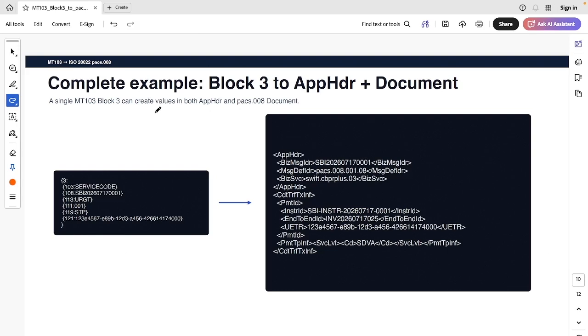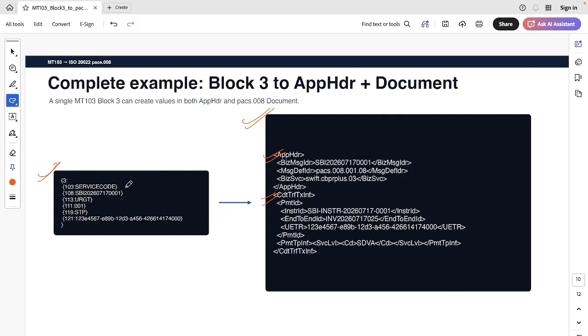Okay. So as we have gone through probably all the fields that come under MT103 block 3, this slide basically brings all the concepts together. On the left hand side, we can see the MT103 format containing the fields belonging to block 3, or the user header block. On the right hand side, we have selected values in the ISO 20022 application header and the document element. Now let us separate different mappings from generated or derived values.